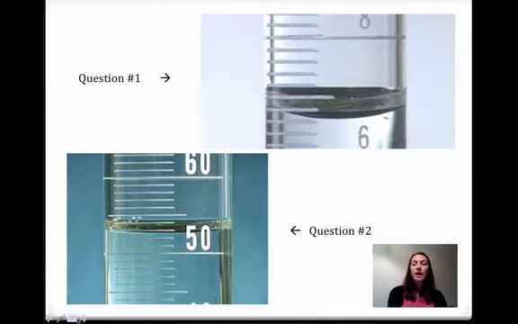All right, so now I want you to take a few minutes and try out these two questions. I want you to measure from the bottom of the curve, from the bottom of that meniscus, and write down what value, what measurement each of these has, okay, for question 1 and for question 2. Make sure you put that in your notes, what you have, all right?